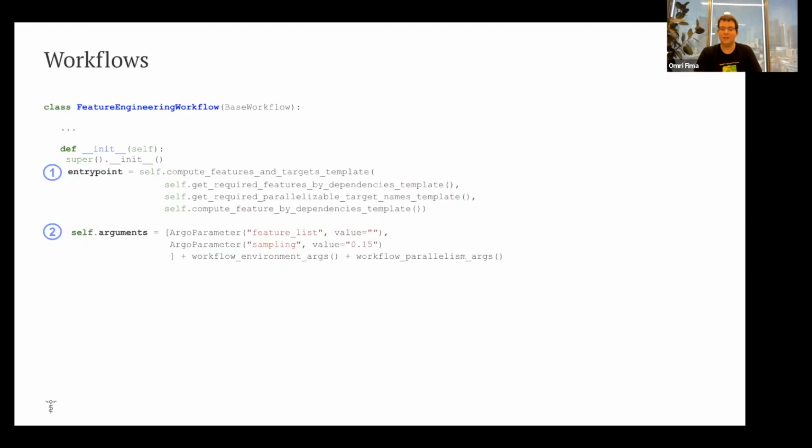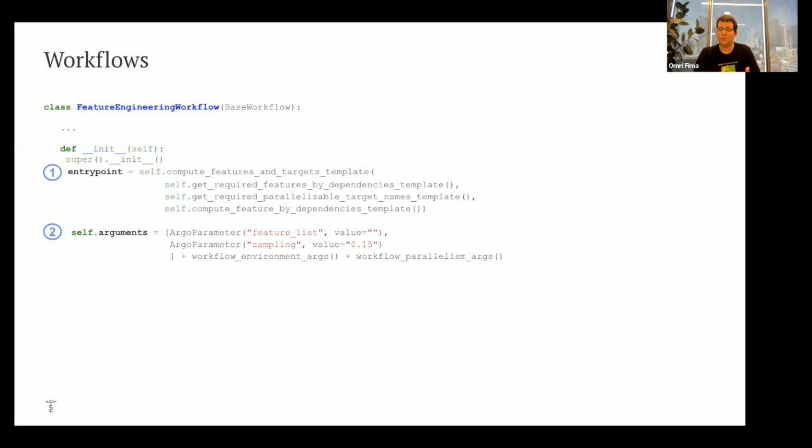Workflows are basically the basic Python workflows that we've seen before. What makes a workflow is that it has two things. It has the entry point that defines all the steps, or basically the DAG that is required from the workflow, and the arguments that are needed in order to run it independently.